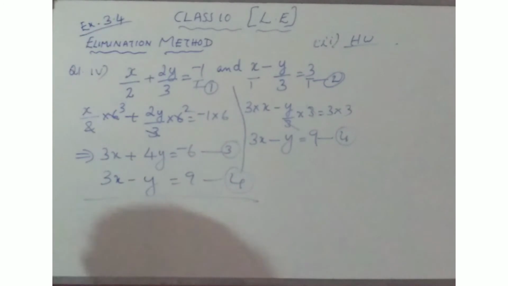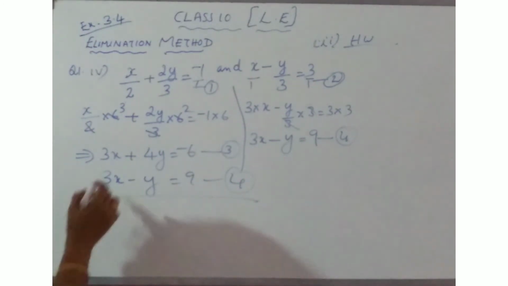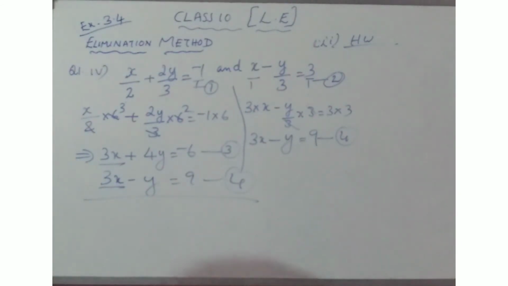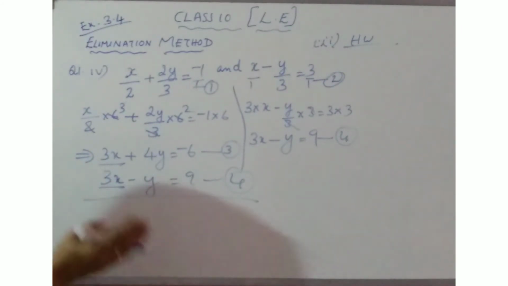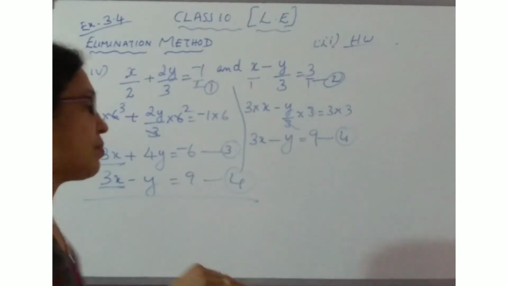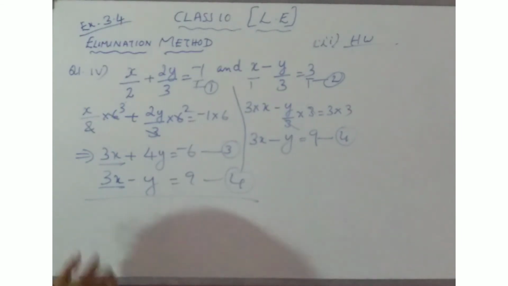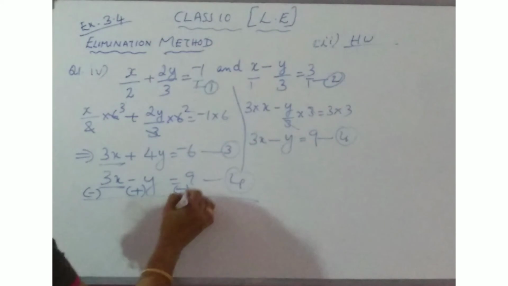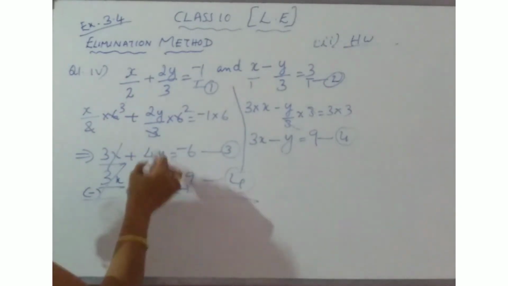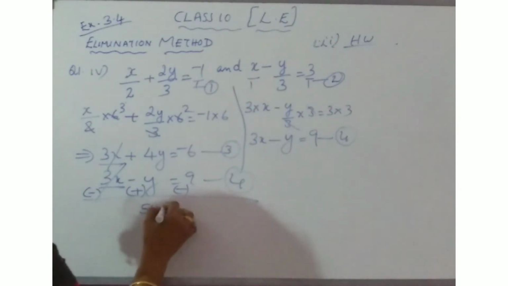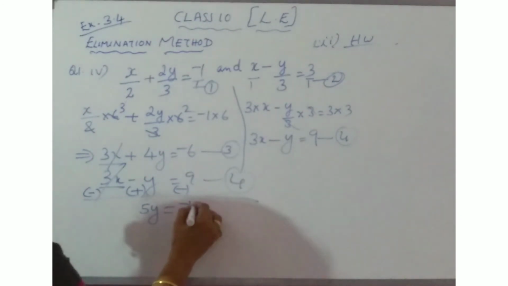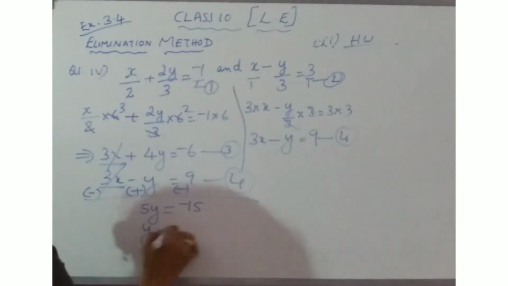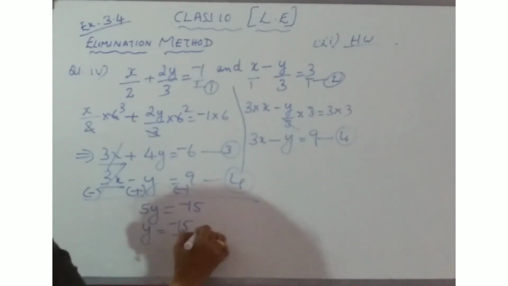Now there is no need to multiply any equation by any number, because you can see that the coefficient of x terms are the same here. If the x terms are same, then we have to check the sign of the equal terms. The sign of the equal terms is same. If it is of same sign, then you have to do subtraction. So 3x will cancel, 4y minus y is equal to 3y... 4y and plus y is equal to 5y, minus 6 minus 9 is equal to minus 15. So y is equal to minus 15 divided by 5, that's equal to minus 3.